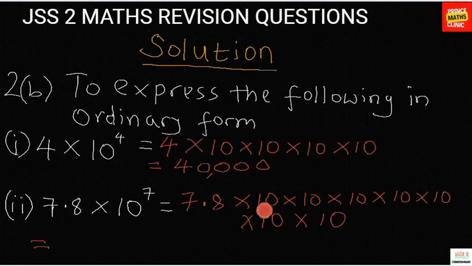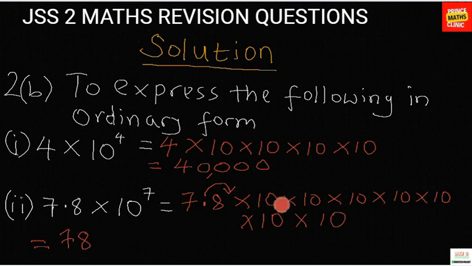So what would that give us? 7.8 times this first 10. We move this decimal point out. That's what it will do. So it means that one of the 10 will be sacrificed to remove the dot. So it becomes 78. That's what it means.